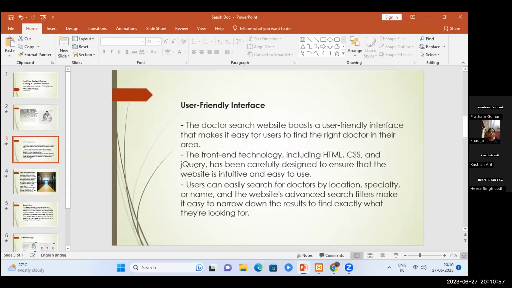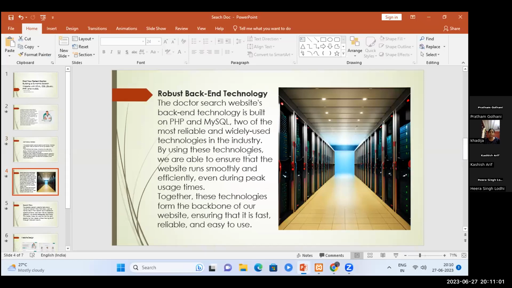The backend technologies, which means PHP and MySQL, are used. These are the two most widely used technologies. MySQL is used to store the database, and all the data is fetched using PHP. And that fetched data is represented on the page using HTML and CSS.